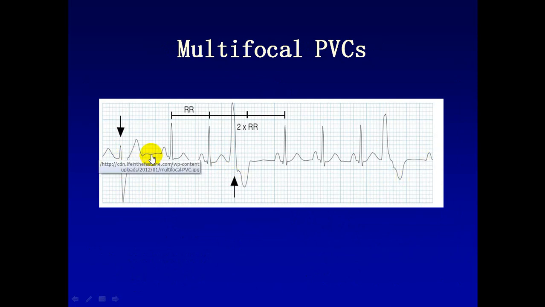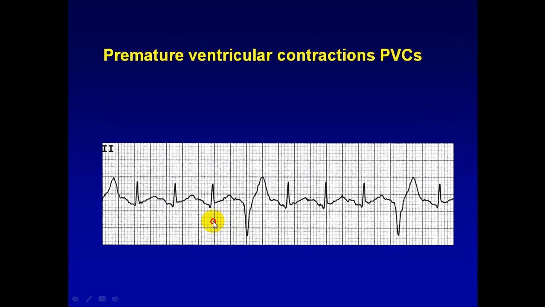And it's followed by the compensatory pause. This compensatory pause is called complete. If we measure the R wave between this ectopic's R there, it is double the value of the preceding R wave. You don't need to know this fact at this stage, but it's called a compensatory pause, enough for you.